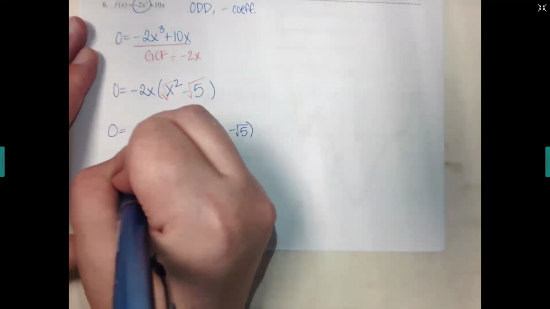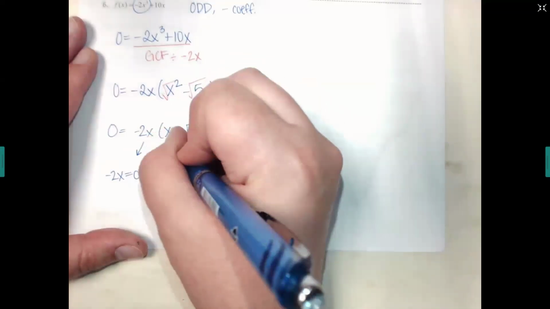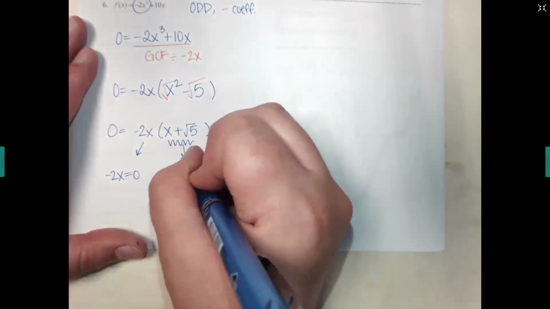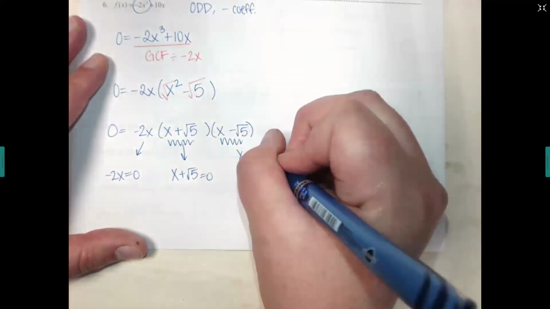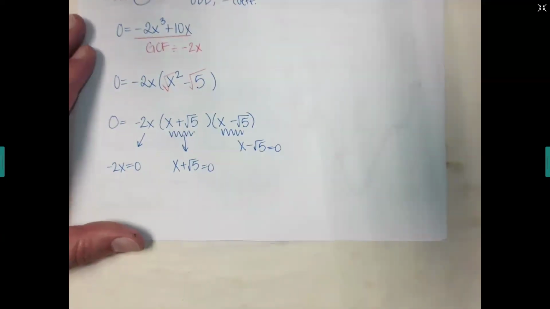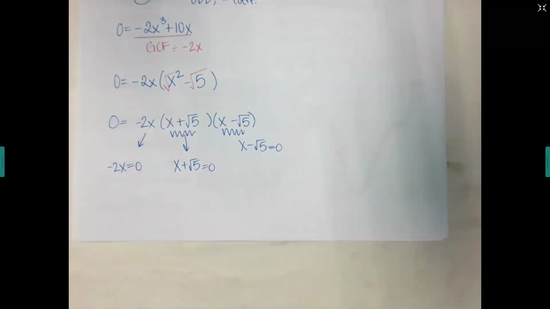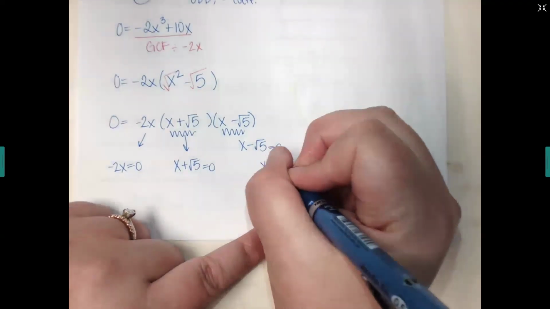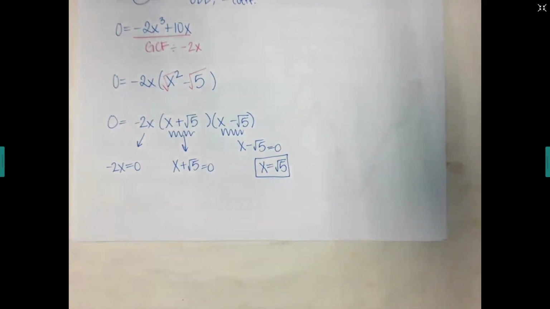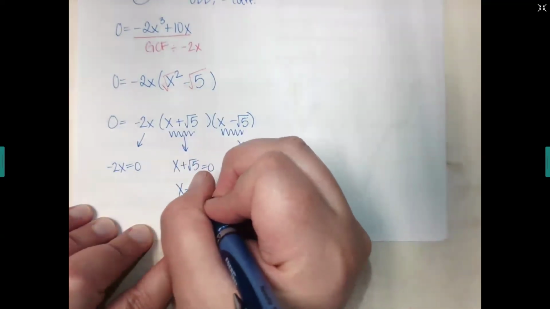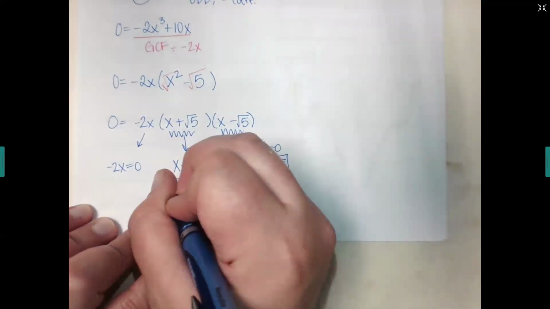Okay, from here, let's write our answers. Negative 2x needs to equal 0. X plus root 5 needs to equal 0. And x minus root 5 needs to equal 0. But then remember what we talked about, that if my x is with a minus root 5, what's the answer going to come out to be? A positive root 5. And if my x is with a positive root 5, what's that answer going to come out to be? Negative root 5.